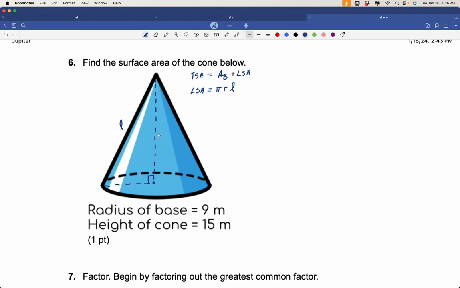The height of the cone is 15 meters. So 15 meters is the height, and 9 meters is the radius. So this creates a right triangle. Those of you who remember from pre-algebra, we can find this slant, which is also called the hypotenuse of a right triangle, through the use of Pythagoras' theorem, which is a squared, a being one of the sides, plus b squared, which is the other side, which is equal to c squared, which is the side opposite the 90 degree or the right angle, okay?